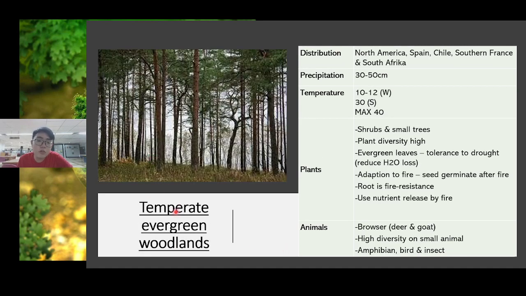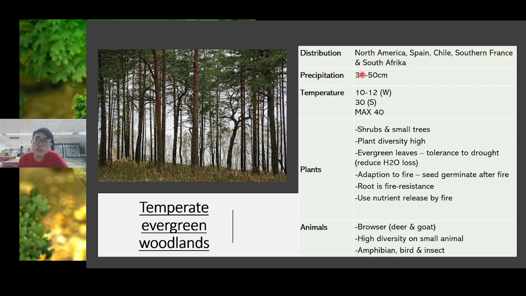Okay, next we will proceed to temperate evergreen woodlands. It will look like this. Maybe it looks like Europe or America. If you see American movies, you will see this kind of forest, right? It is normally distributed in North America, Spain, Chile, Southern France, and South Africa.